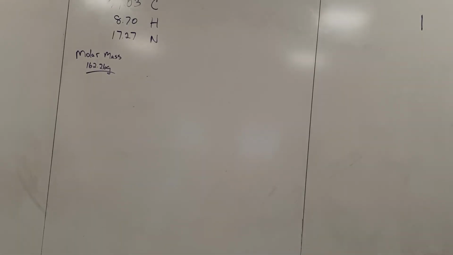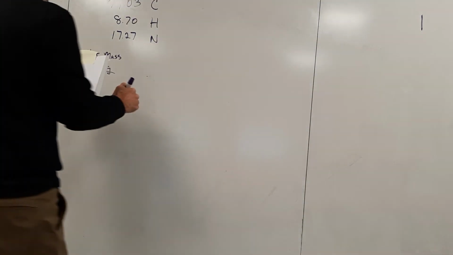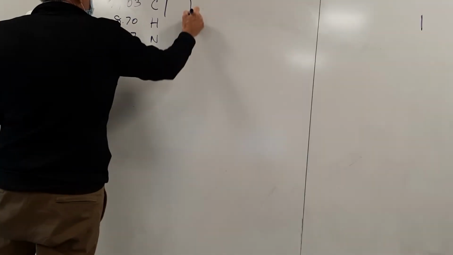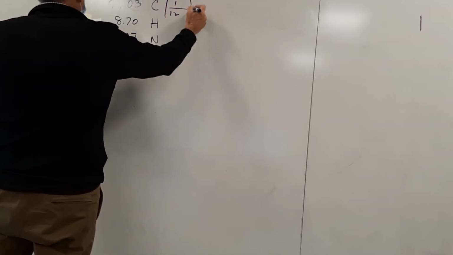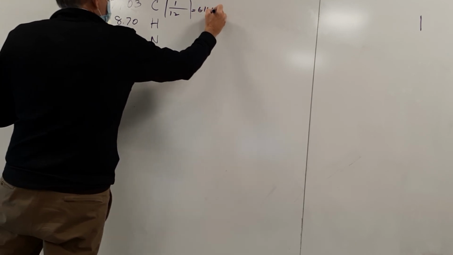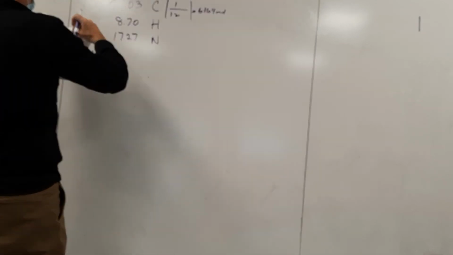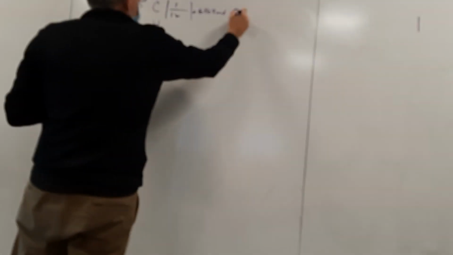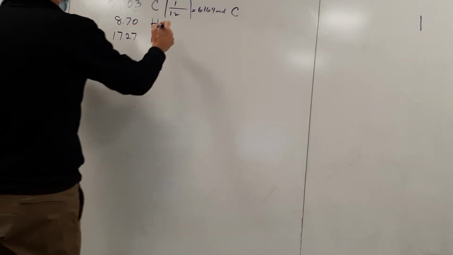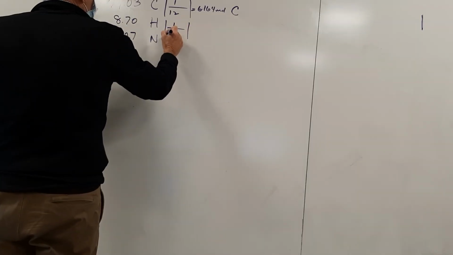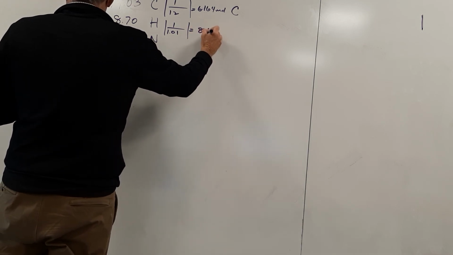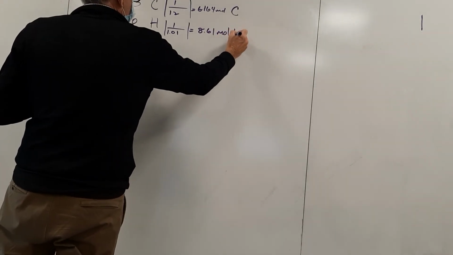We know we're going to say these are grams. Let's change them into moles. If I multiply this by 1 over 12, I'm going to get 6.164 moles of carbon. Remember, keep as many sig figs as possible. It'll be helpful. The next one, I'll multiply by 1 over 1.01, which gives me 8.61 moles of hydrogen.